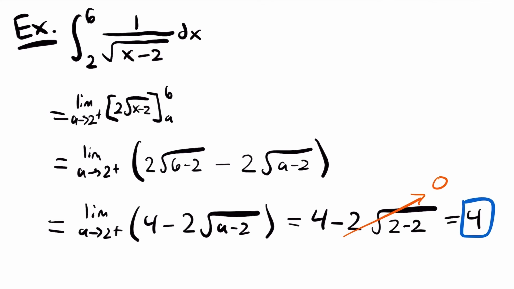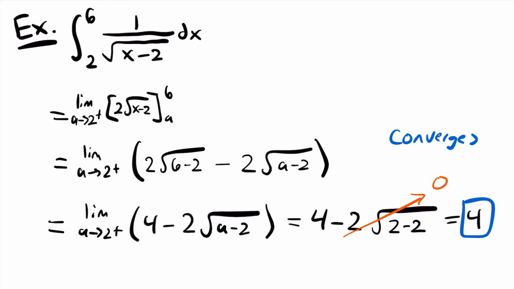Okay, so we actually didn't have to do anything too fancy with this limit. We just had a one-sided limit of 2 from the right side, but we were able to plug in 2 and get a real value. And so we can say that this improper integral converges. It is equal to a specific number of 4.